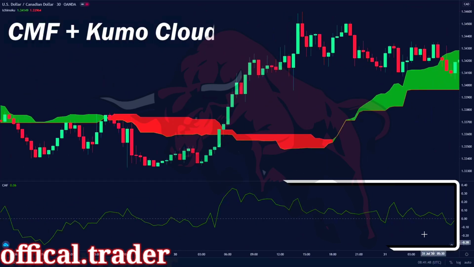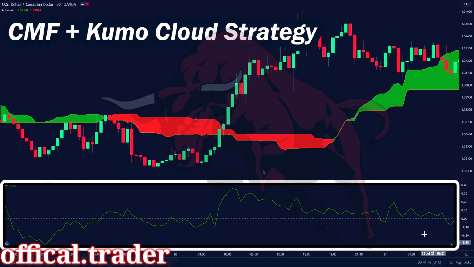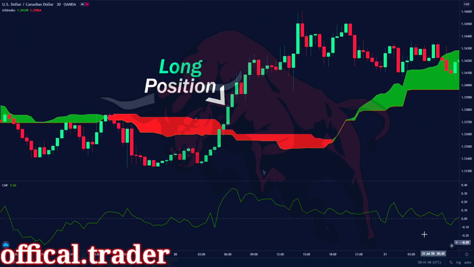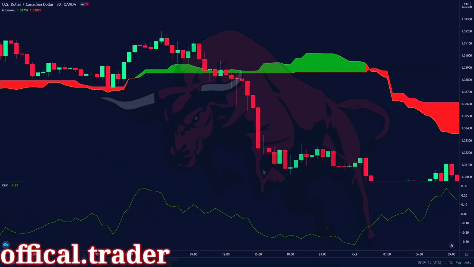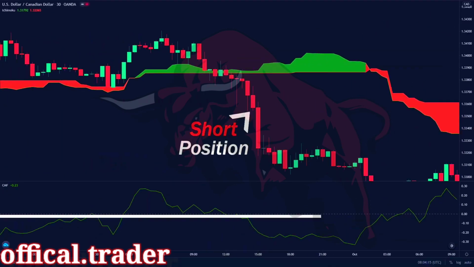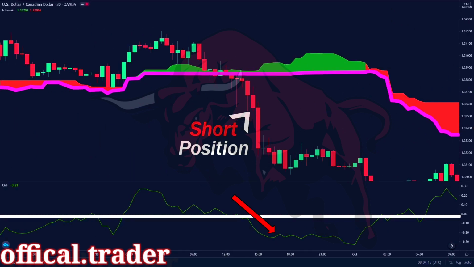For example, the Chaikin money flow and the Kumo Cloud combination. So, you take long positions if the Chaikin money flow closes above the zero line while the candle is still above the Kumo Cloud. And you take short positions if the money flow crosses below the zero line and the price is still below the clouds.